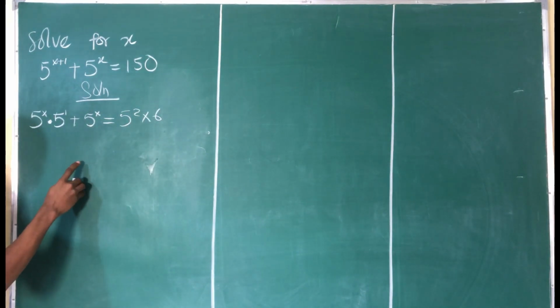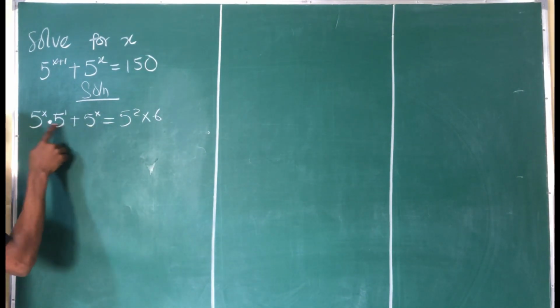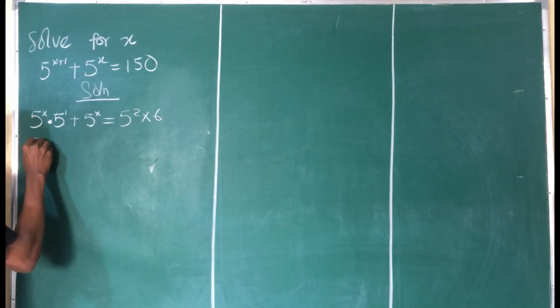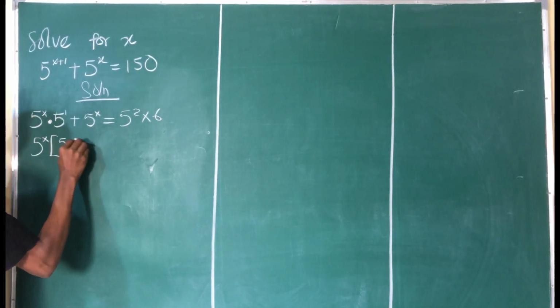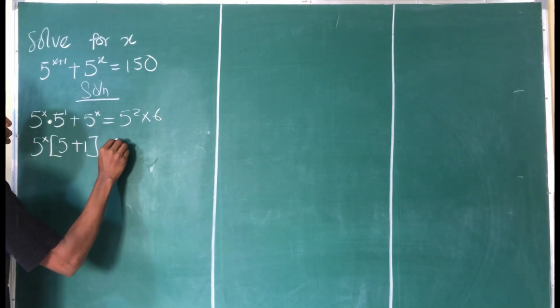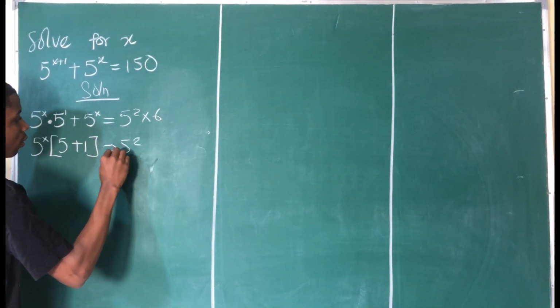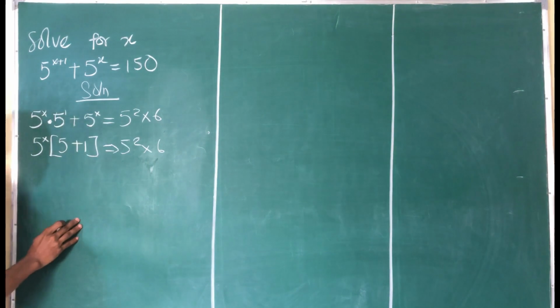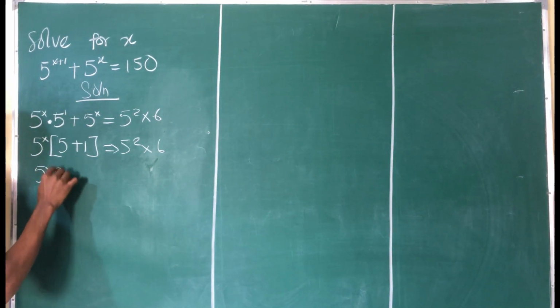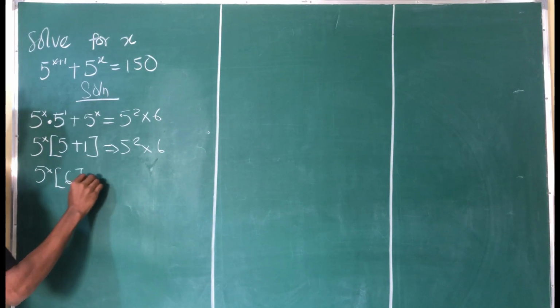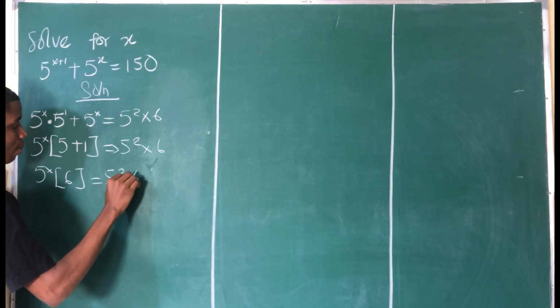Of course, what do you notice here? 5^x is common in these two. So if you factorize 5^x out, you're left with 5 plus 1, equal to 5 squared multiplied by 6. But now when you add this, you're left with 5^x times 5 plus 1, this is 6, equal to 5 squared multiplied by 6.